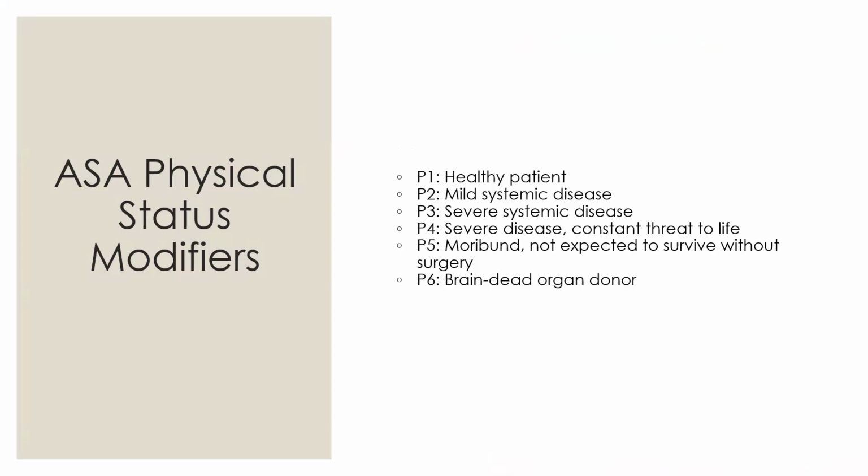P1 is a healthy patient. P2 is a mild systemic disease for the patient. P3 is if a patient has a severe systemic disease. P4 is a severe disease, constant threat to life. P5 is moribund, not expected to survive without the surgery. And P6 is a brain-dead organ donor patient.